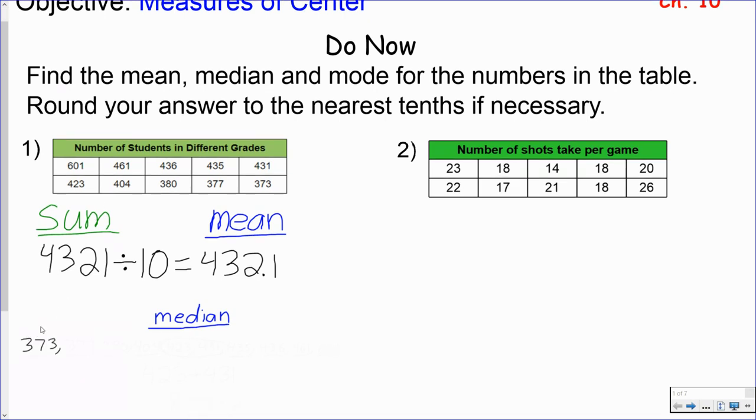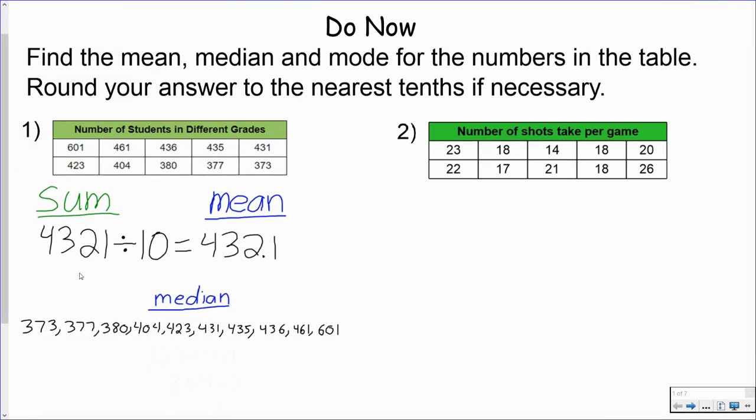So 373 is first, it's the smallest number, then 377, 380, 404, 423, 431, 435, 436, 461, and 601. It is important that when you're done listing your numbers, double check that you have them all. An easy way to do this, or at least that works most of the time, is to look and say, I have 1, 2, 3, 4, 5, 6, 7, 8, 9, 10 numbers, and I'm supposed to have 10 numbers, because that's what we divided by before. I've already counted what was in the table.